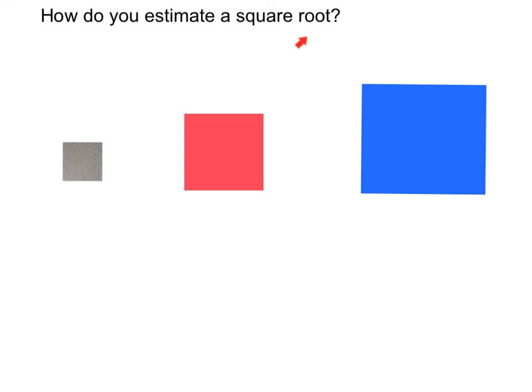To understand how to estimate square roots, it's useful to first take a look at squares. Let's start with the small one on the left here. This square is called the unit square because each of its measures are 1 unit, in this case centimeters long, resulting in an area of 1 square centimeter.